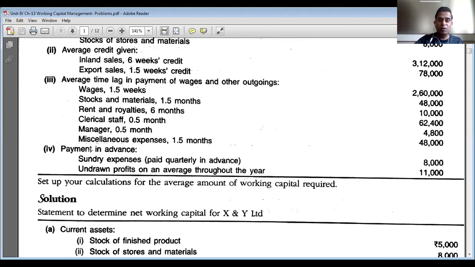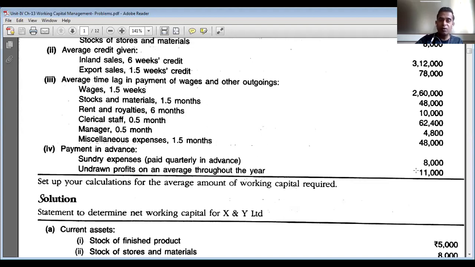Then the fourth data given is about payment in advance. Sundry expenses are nothing but miscellaneous expenses, and there are a variety of them, like service charges of the bank, and expenses incurred on gifts, flowers, etc. Sundry expenses are paid quarterly in advance, amounting to rupees 8,000. Since sundry expenses are paid in advance, they have to be shown under current assets. Undrawn profits on an average throughout the year are 11,000 rupees. So regarding sundry expenses and undrawn profits, we need to write a note.